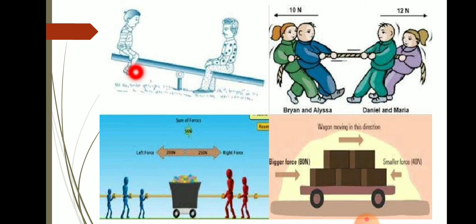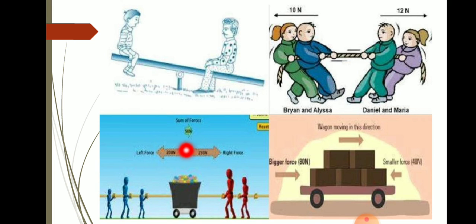So here the force is having higher magnitude. So the seesaw, you can see it is not balanced. Here you can see the tug of war. Here the force applied is 10 Newton. In this direction the force applied is 12 Newton. So this rope is going to move in this direction where the force is more. So magnitude of force is 12 Newton. So it moves along, Daniel and Maria. So they are the winners.